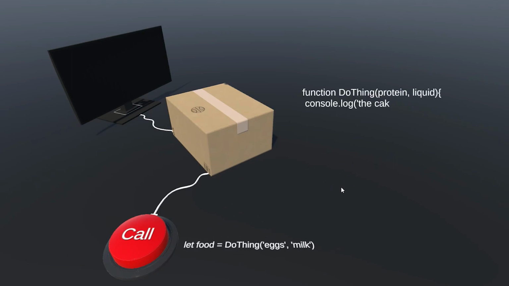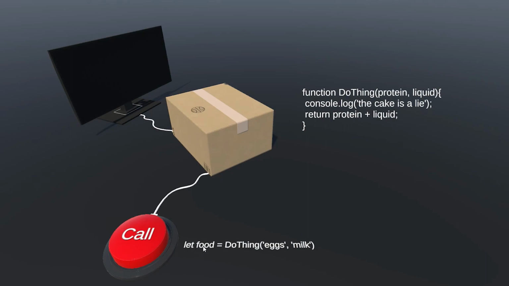Now let's put it all together. We have a box called do thing that takes two inputs, a protein and a liquid. It will then output to the console log saying the cake is a lie, and then it will return the result of adding the protein to the liquid. I'm not a baker, so don't judge me.